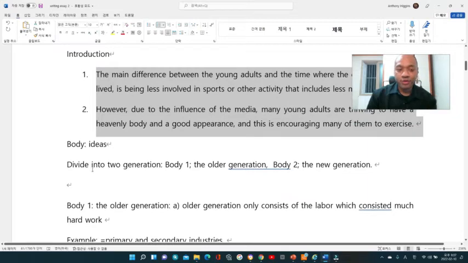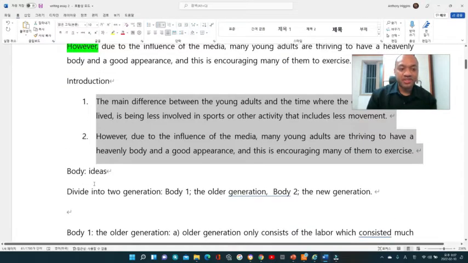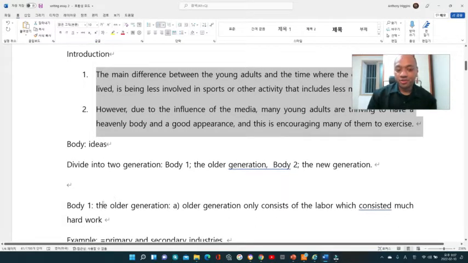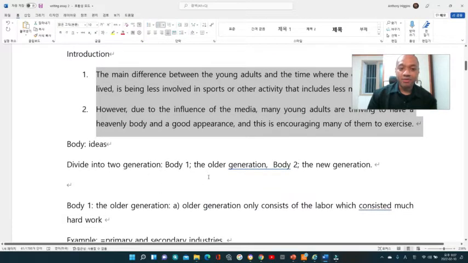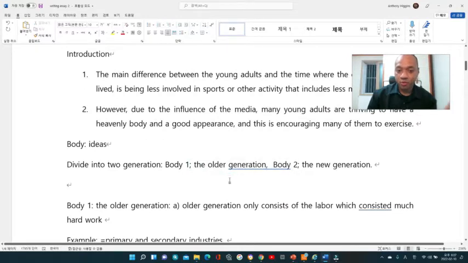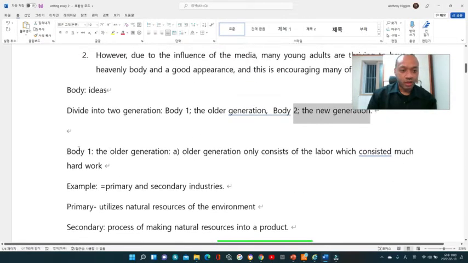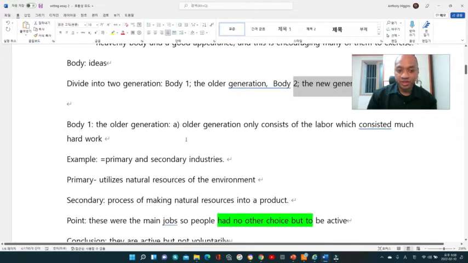Okay, and before we move to the body, even expert writers need to brainstorm. Since it is agree or disagree, I am going to state my opinion about the older generation first. So I'm going to make one body paragraph for the older generation and another body paragraph for the new generation. So for body one, what I would put down is the older generation.